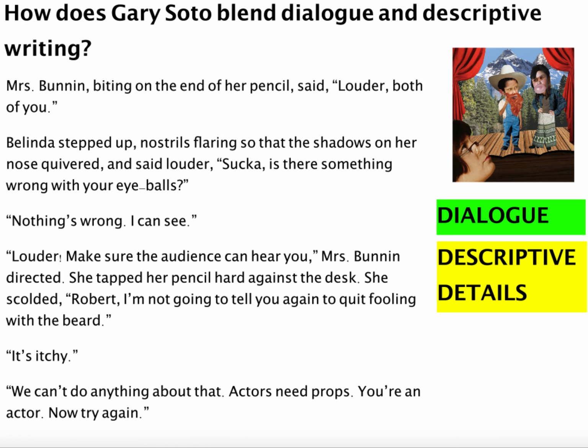So today we're going to look at how writers blend dialogue and descriptive writing. I'm going to read you a short excerpt by Gary Soto, and I'm going to highlight the descriptive writing that he uses as well as the dialogue, and we'll look at how he blends that.